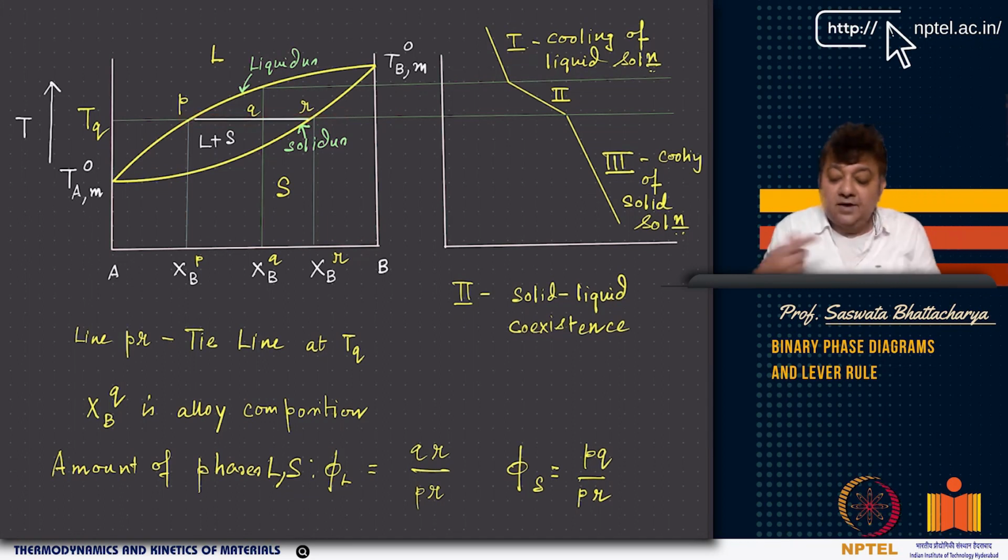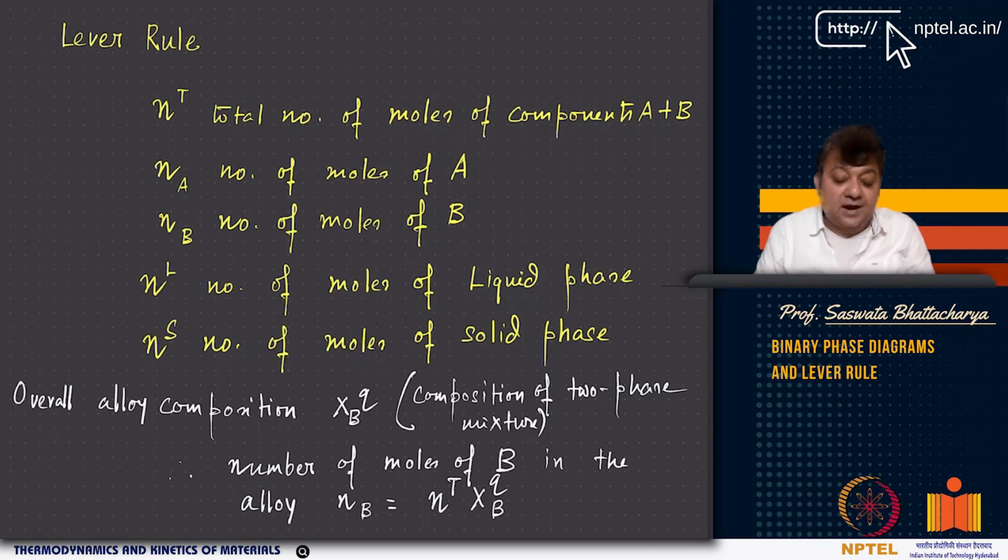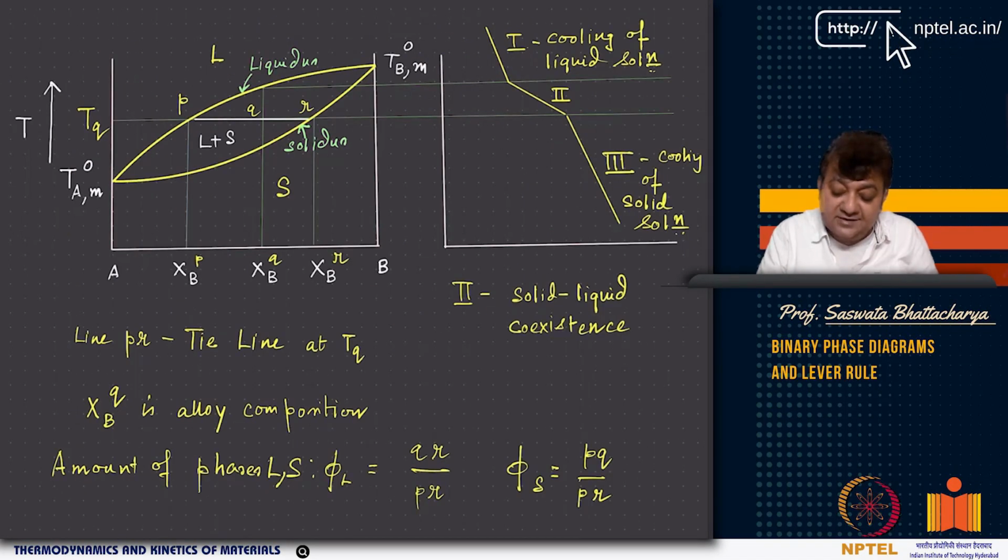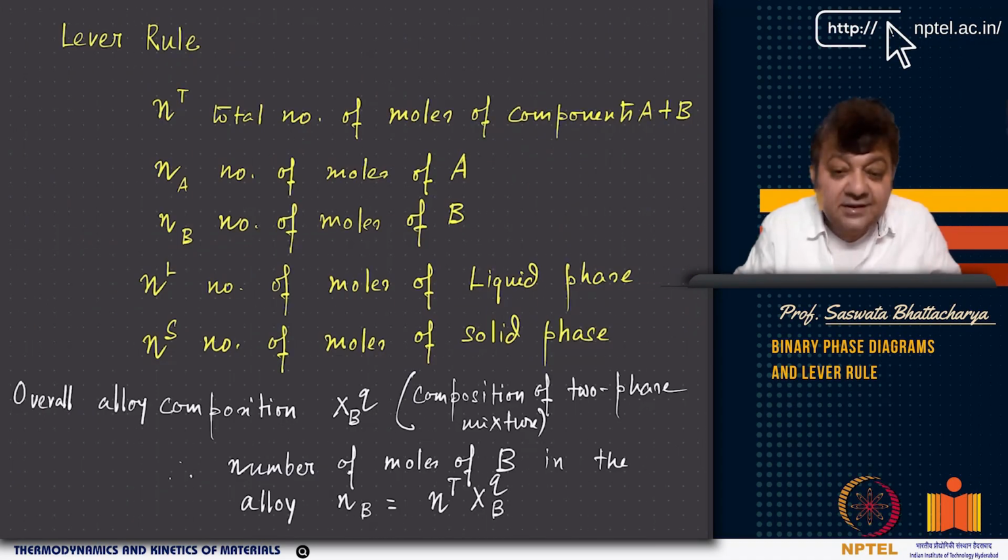Now how does it come? We can look at the lever rule and derive it. If you look at this, phi L plus phi S equals 1. You can see that because QR plus PQ is nothing but PR, and PR by PR equals 1.